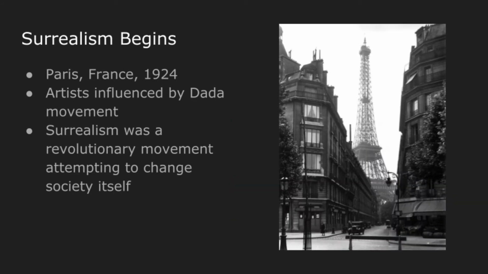Surrealism began in Paris, France in 1924. The artists in France were influenced by the Dada movement, which had a lot of illogical, nonsensical aspects to it. Surrealists wanted to free the imagination, but more than that, they wanted to try to change society itself.